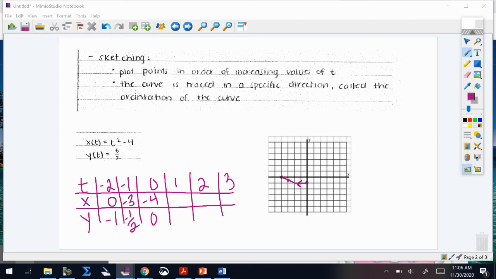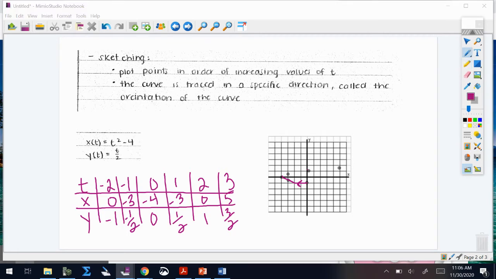So when I put 1 in, I'm going to get -3 and then 1/2. So that point is going to be (-3, 1/2) right there. And then I'm going to put 2 in, and I'm going to get (0, 1). So (0, 1) is going to be here. Put it in black so you can see it. And then I'm going to put 3 in. 3 squared is 9, minus 4 is 5, and then 3 halves. So I'm going to go to 5, and up 3 halves.